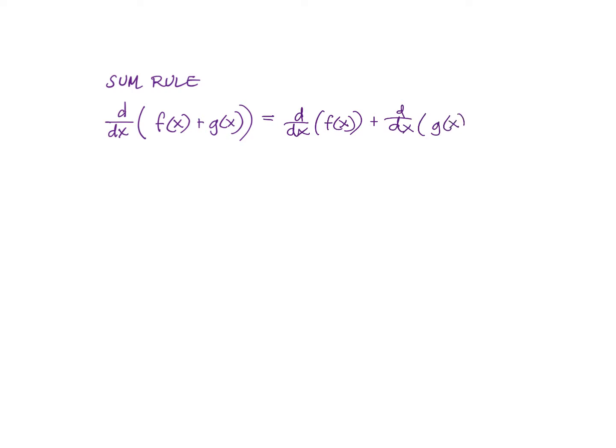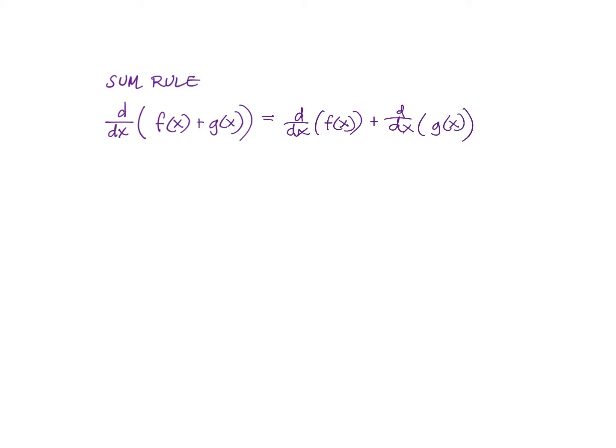And the sum rule says, suppose we have two functions, f of x and g of x, that are both differentiable. If we want to take the derivative of f of x plus g of x, we simply take the derivative of f of x and add it to the derivative of g of x.